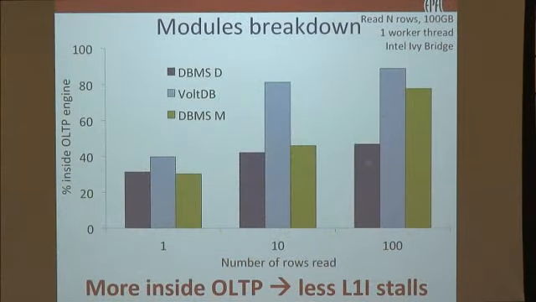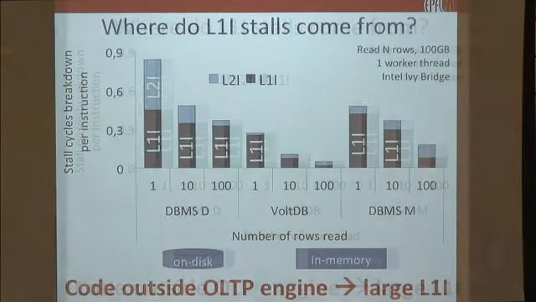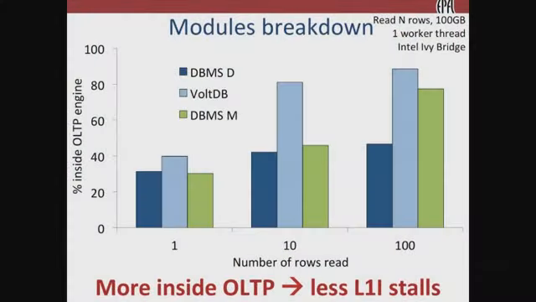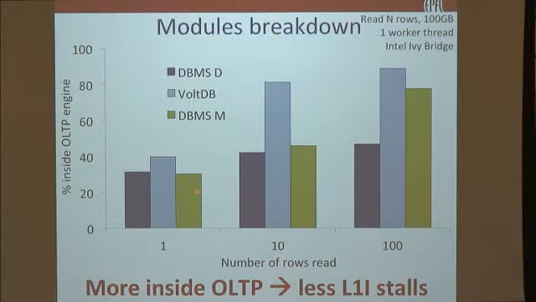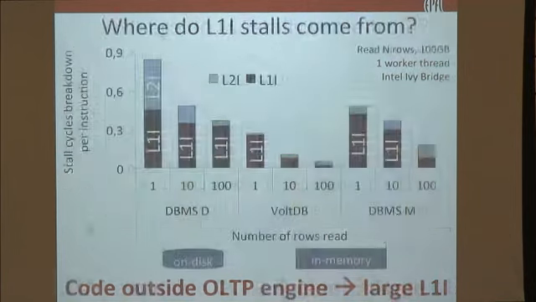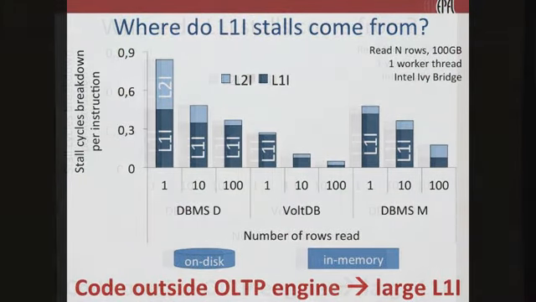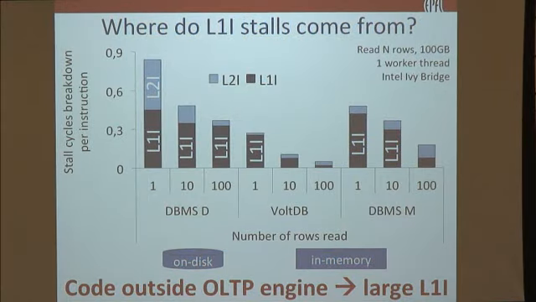We see a similar pattern here. If you look at DBMS-D, the time spent inside the OLTP engine does not increase. For VoltDB, however, it increases significantly when you move from 1 to 10, just as the L1 instruction stalls are decreasing here. And for DBMS-M, the commercial main memory engine, you see that the time you spend inside the OLTP engine does not increase for 10 rows per transaction and increases significantly for 100 rows per transaction, which corroborates the trend where you have a significant drop in L1 instruction stalls only when you move from 10 to 100 rows per transaction.